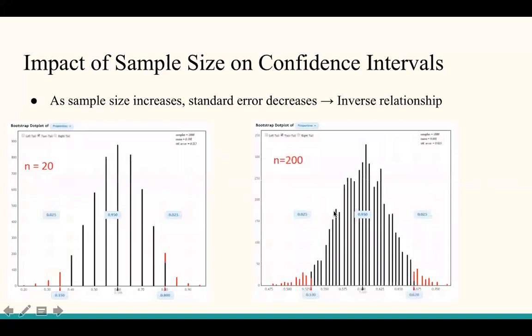So I think I have a StatKey example on here. Another important thing is the impact of sample size on your confidence intervals. They have an inverse relationship. As sample size increases, the standard error will decrease. I show that in these two charts here.